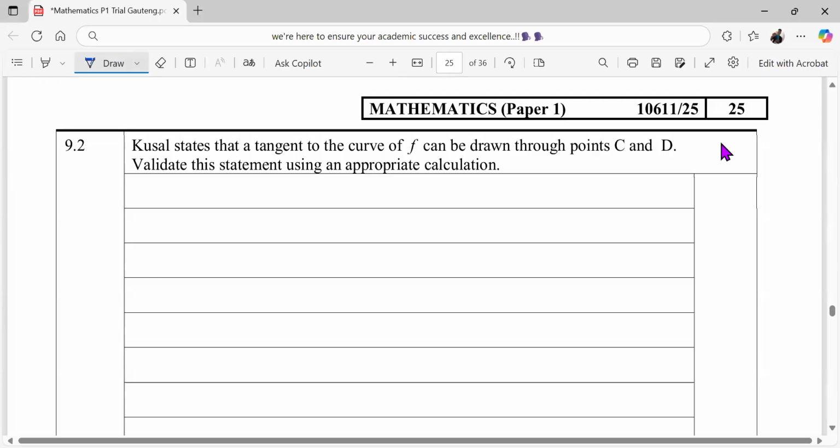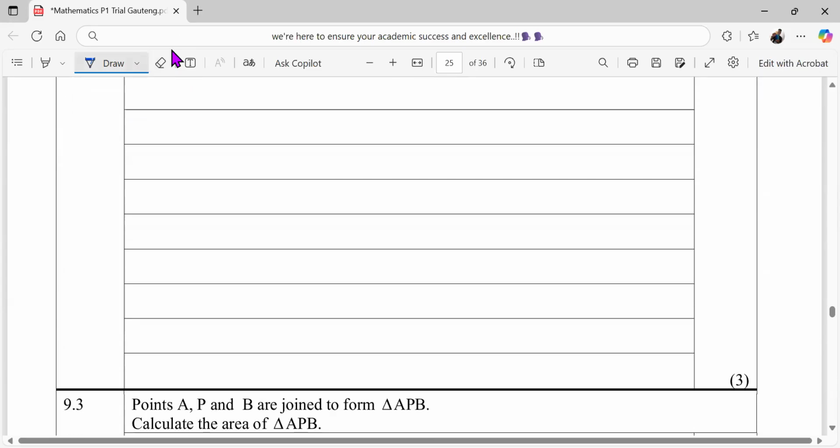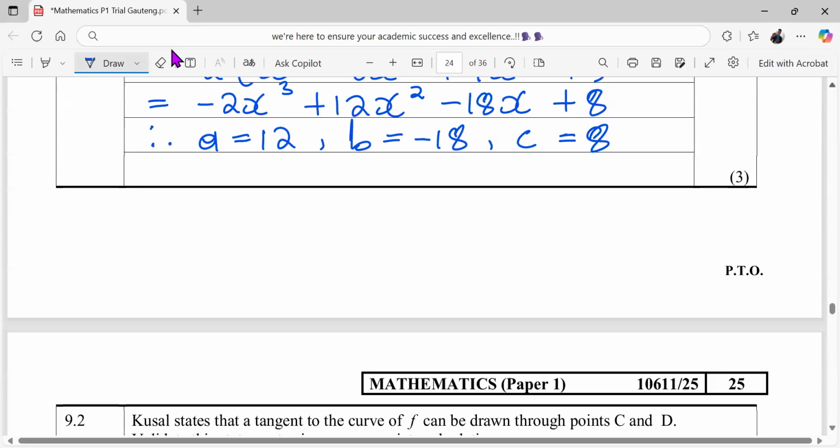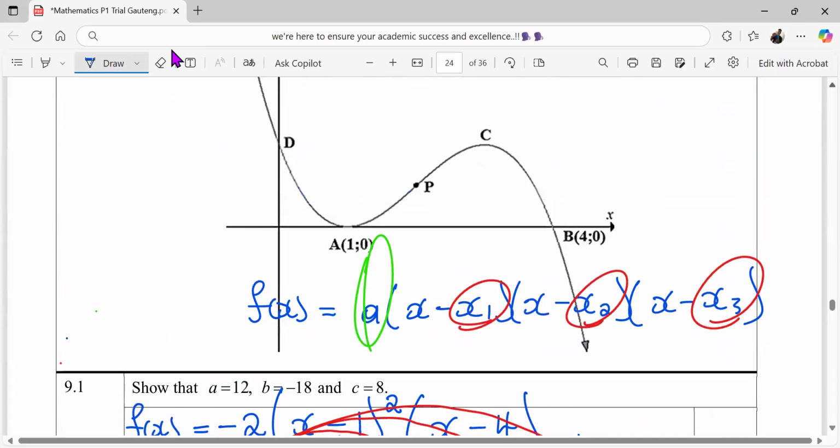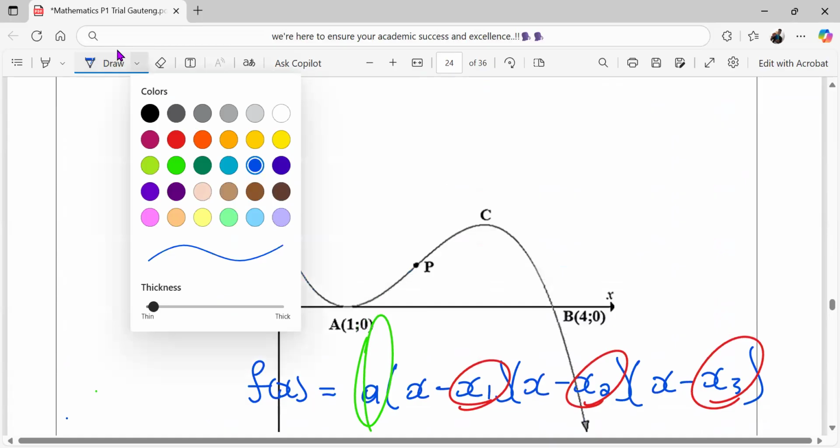Now, this is what they say. They say, Kusal, he states that a tangent to the curve f can be drawn through the points C and D. Then our task here is to validate this statement using an appropriate calculation, and this is for 3 marks. Let's go and look at the graph.